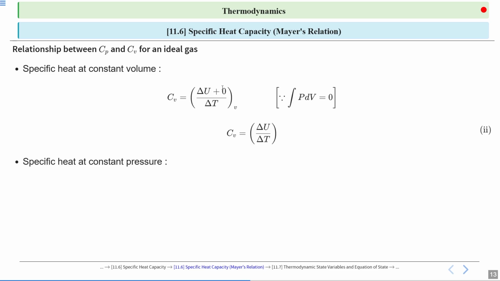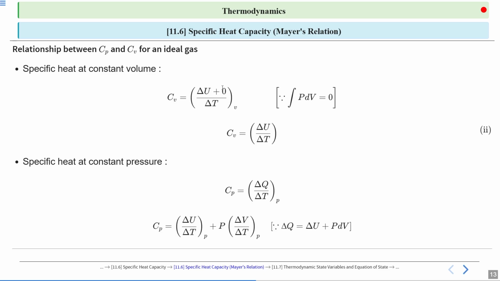Now specific heat at constant pressure. The mathematical expression is Cp is equal to delta Q divided by delta T. Now again here we will use the first law of thermodynamics, that is delta Q is equal to delta U plus PdV. So put the value of delta Q in the expression of Cp, and you will get Cp is equal to delta U divided by delta T plus P into delta V divided by delta T. All right, this expression comes after putting delta Q in this relation. So now we will calculate Cp by further solving this expression.